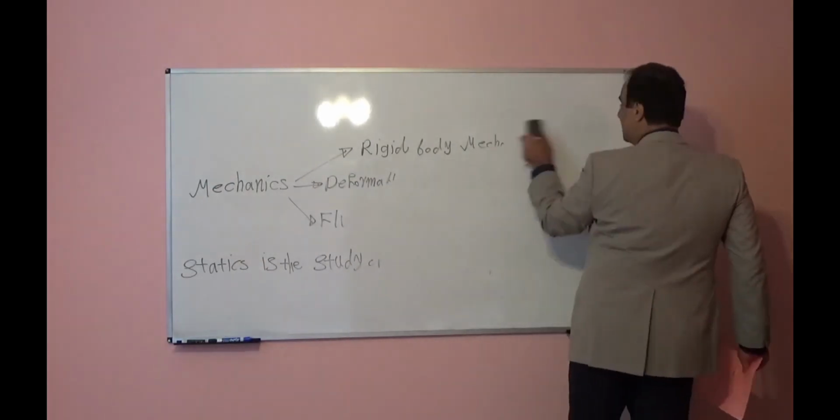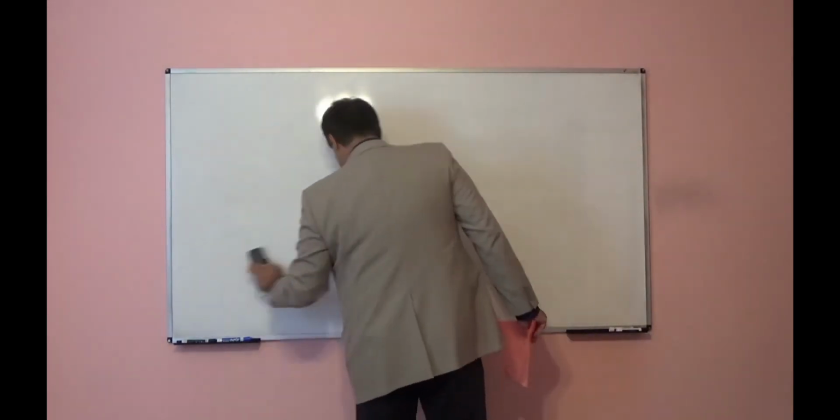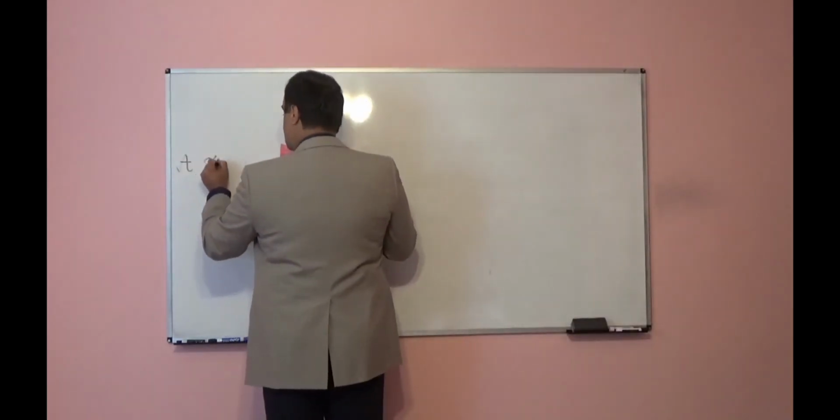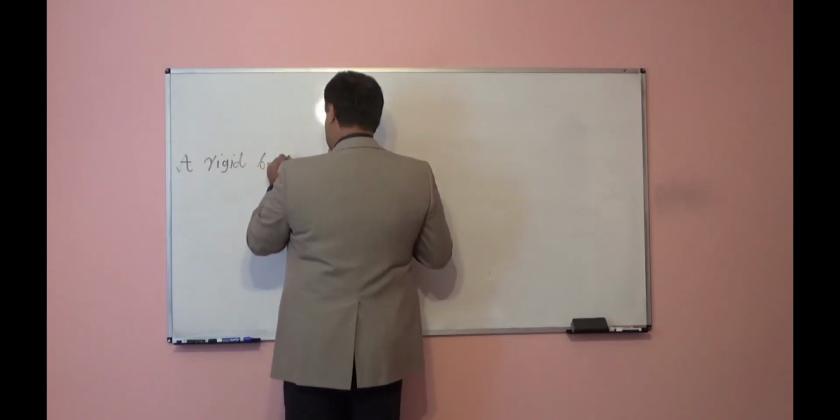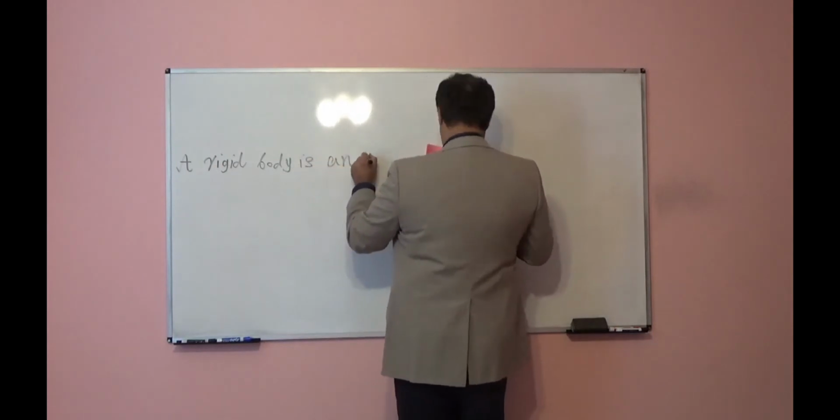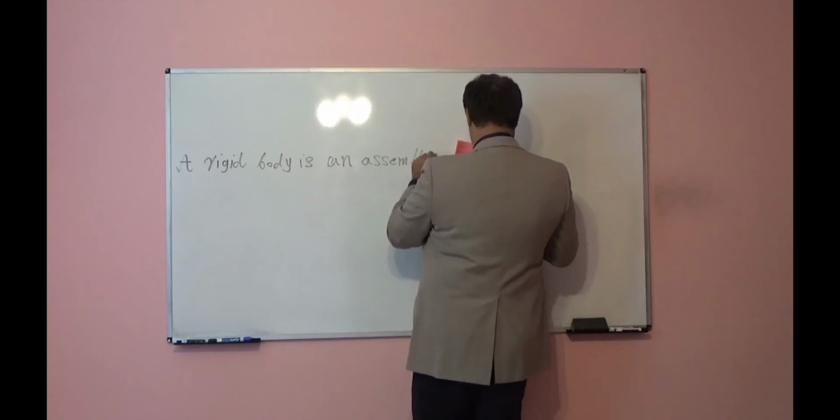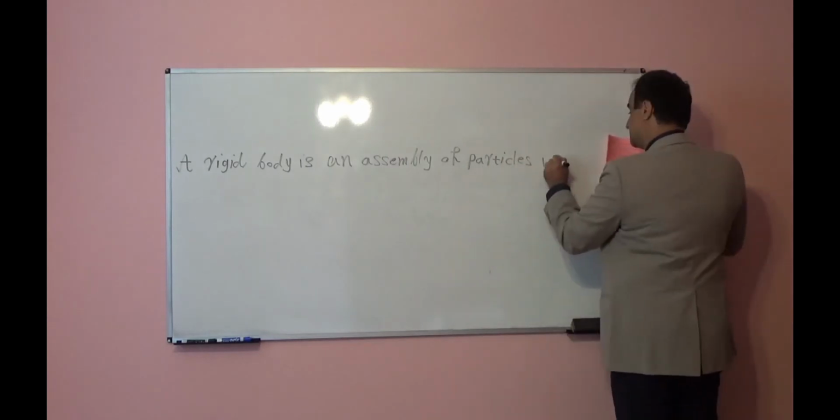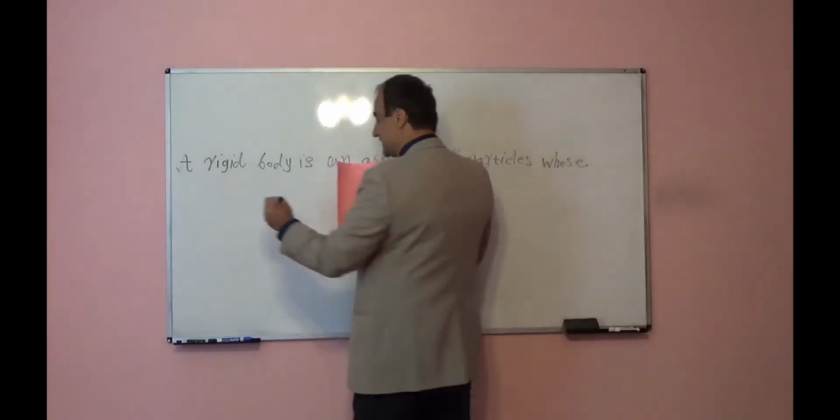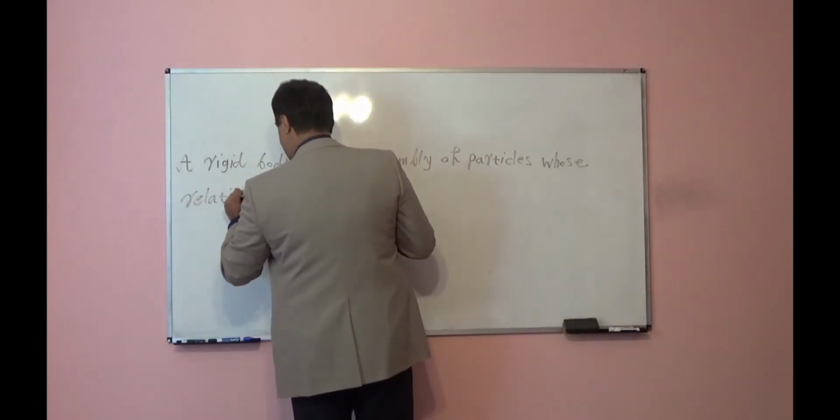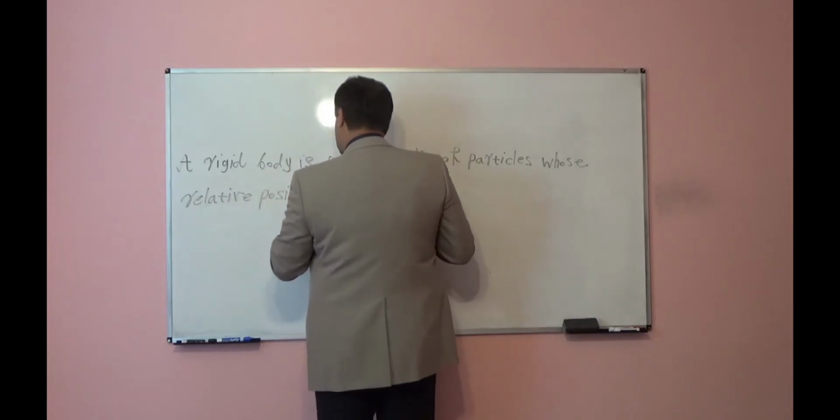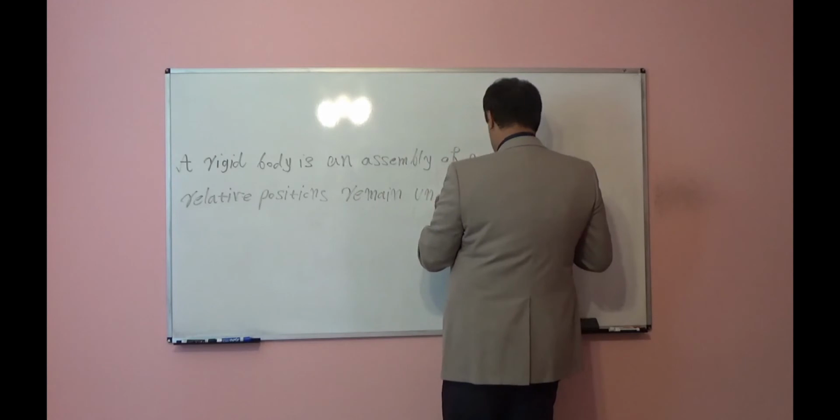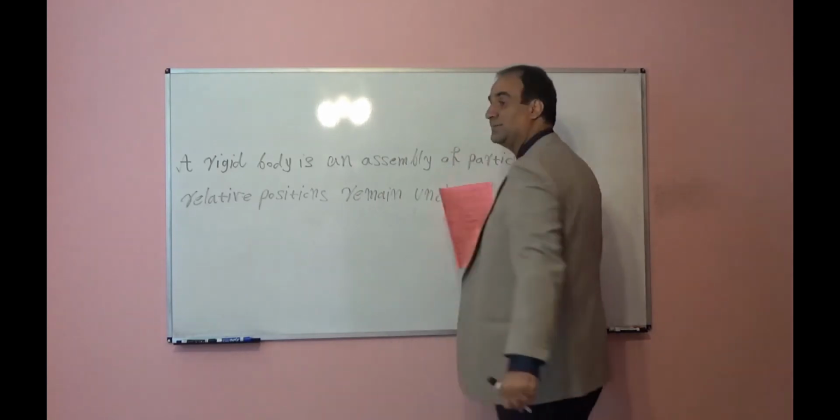Rigid body is clear from the name. In a rigid body, we neglect the deformation, or if I want to define it, I should write: a rigid body is an assembly of particles whose relative positions remain unchanged. It means there is no deformation.